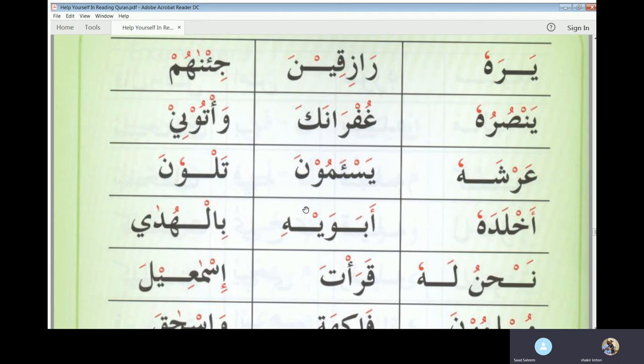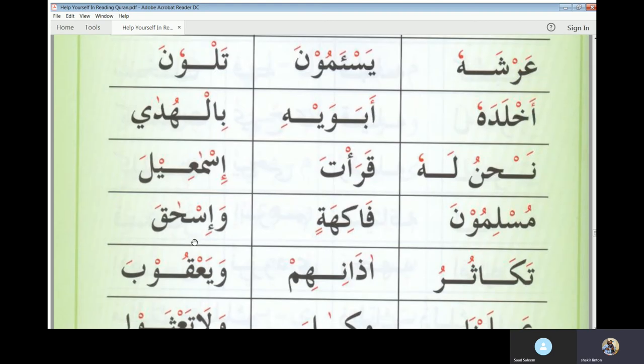Abawayhi. Yeah, you have to pronounce that, with the sukun on the ya. Abawayhi. Bilhuda. No, it's silent here. Bilhuda. So when a ya comes at the end of the word like that, it's always silent? No, no. Here, the ya does not have any vowel. That's why it is silent. If it has a vowel, then we read that vowel. Bilhuda. Good.